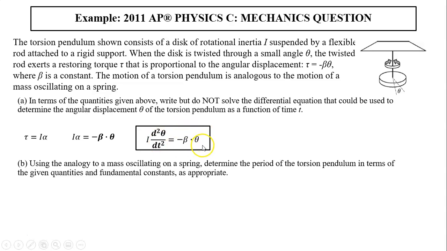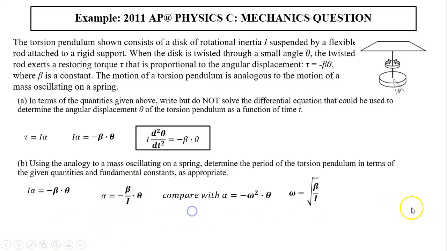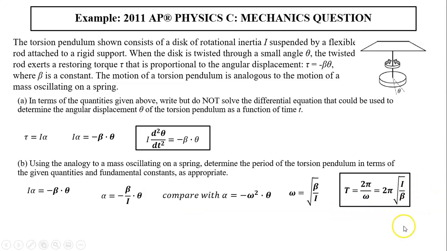This is the differential equation. Now we're going to use the analogy of a mass oscillating on a spring. You need to determine the period of the torsion pendulum in terms of the given quantities and fundamental constants. So again, solve for alpha. From alpha you can solve for omega. From omega you can find T, and that is T.